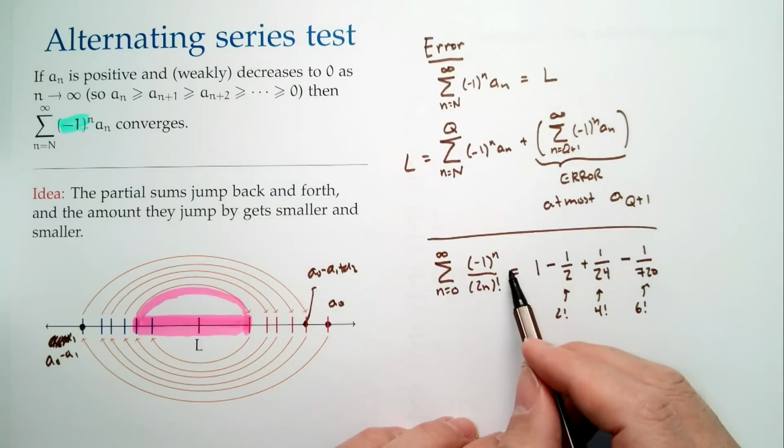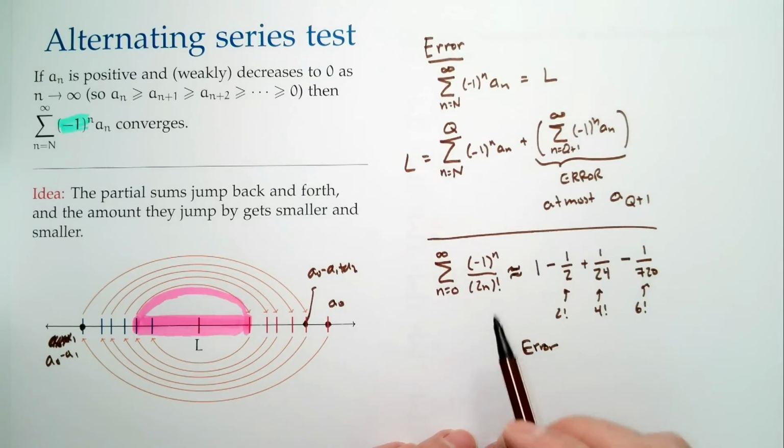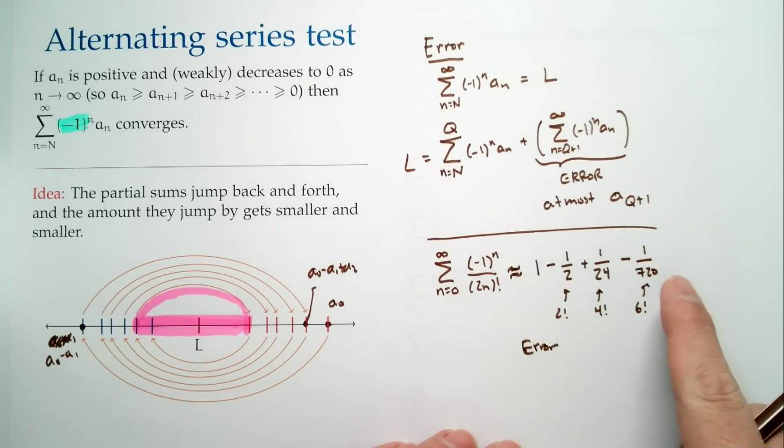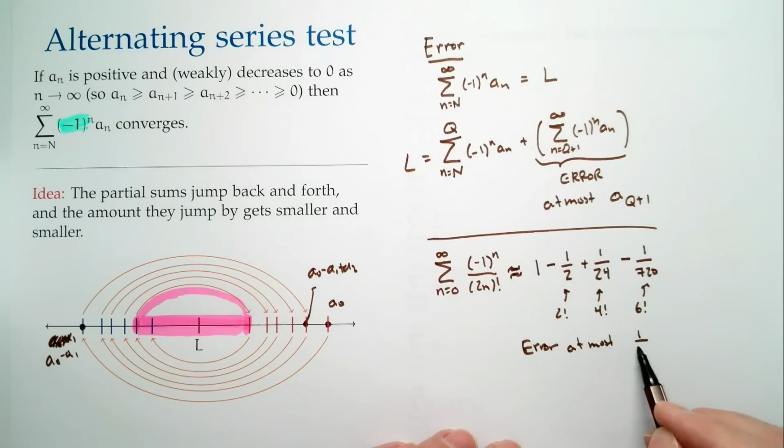All right, so we can say really it's approximately that. And we can say, well, the error is at most, well, what's the next term? Ignoring the sign, so we don't worry about the sign. So the error is at most 1 over 8 factorial. Now, how big is 1 over 8 factorial?